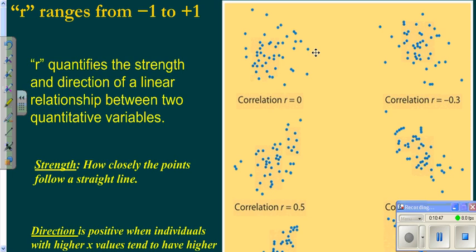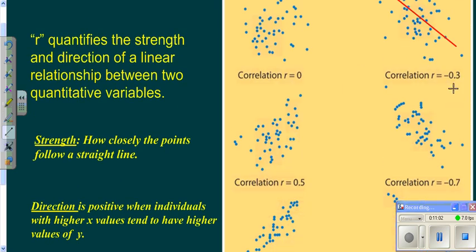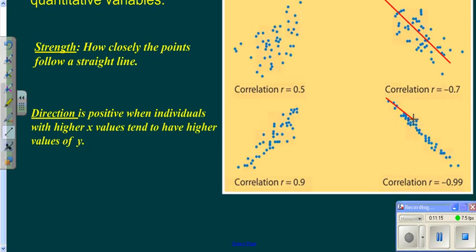Here's an example where R is 0. Here's an example on the right where R is negative because you have a somewhat downward pattern, but definitely not real strong. It's fairly weak, so therefore R is somewhat close to 0. Here's another downward one, but definitely closer than the one above it, so it's closer to -1. Here's an example where it's really close to -1 and your points are really close to a line.